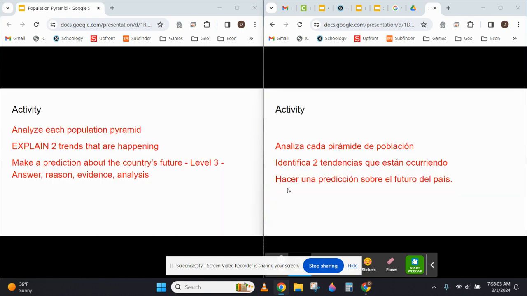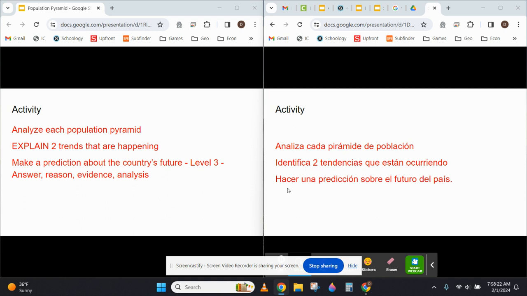So what you're going to do today, you're going to be working on Schoology. So there's an English and Spanish version on Schoology. For each population pyramid, you need to identify two trends that are happening. What are two things you see happening to population in that country? And then make a prediction about the future.